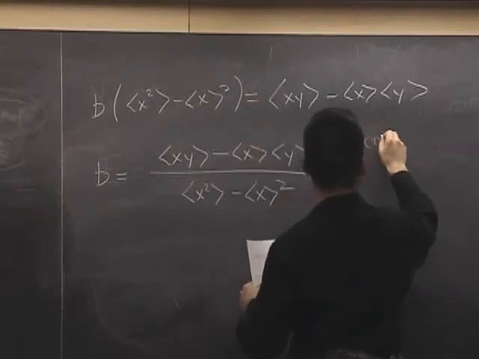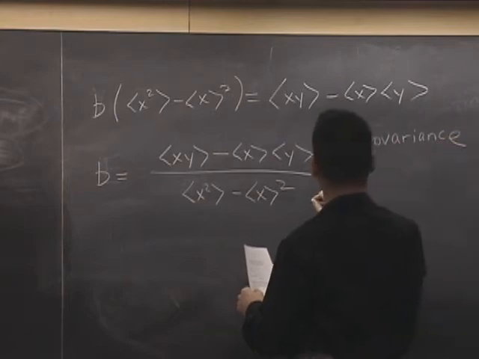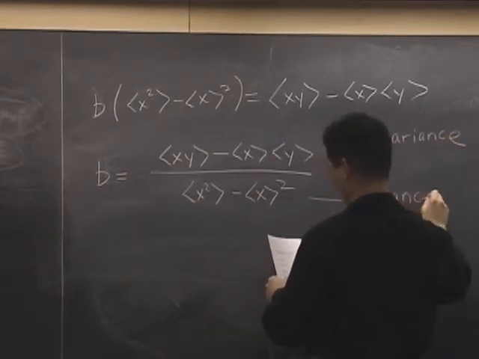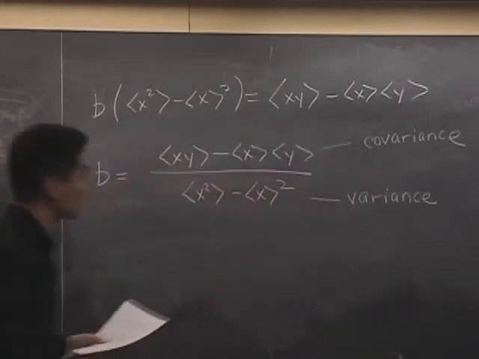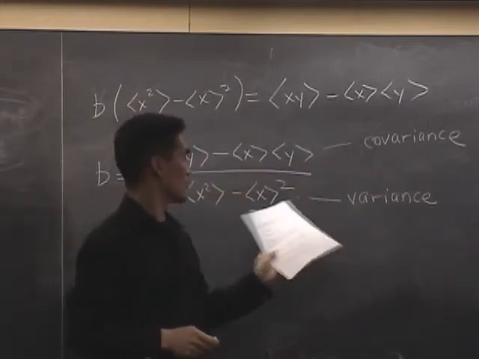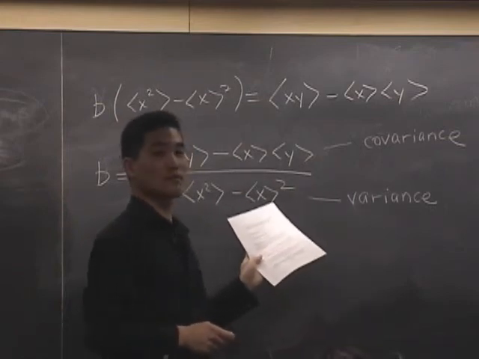The covariance. And this is called the variance. So this denominator is called the variance because it measures how much x varies.